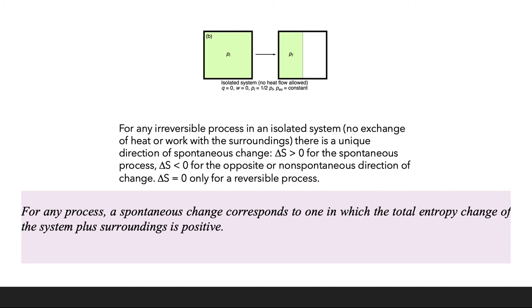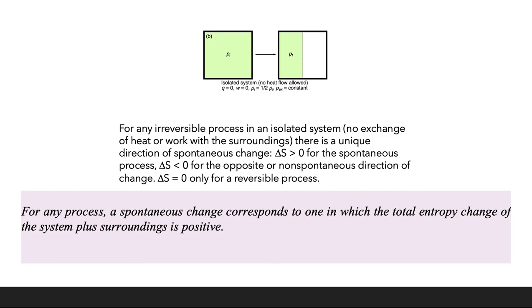Now, it turns out we can generalize this to any system and state that for any irreversible process in an isolated system, there's a unique direction of spontaneous change: delta S greater than 0 for the spontaneous process. If we take the isolated system to be the universe, for as far as we know, the universe cannot exchange matter or energy with anything outside of it. Therefore, we can state for any process, a spontaneous change corresponds to one in which the total entropy change of the system plus surroundings is positive.